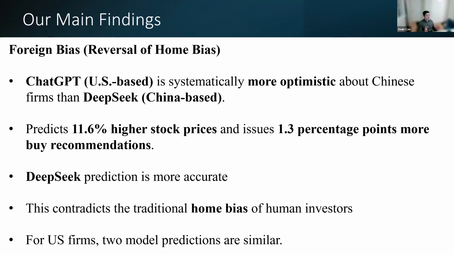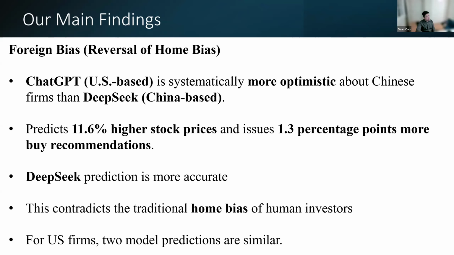So basically, what we found is, if we give the US companies to GPT and DeepSeek, their predictions are the same. That's supposed to be the case, because the purpose of AI is to make accurate predictions. So when we feed the US company to the two AI models, they give the same prediction. But when we feed the Chinese company to the two AIs, we found the US AI likes a Chinese company more. That's very puzzling but interesting.